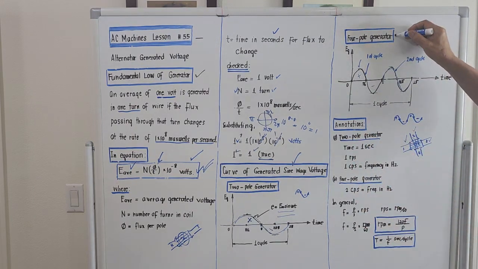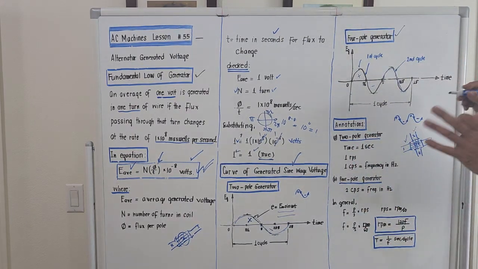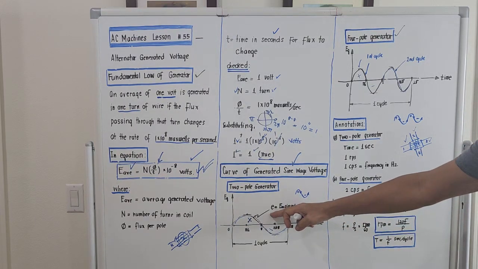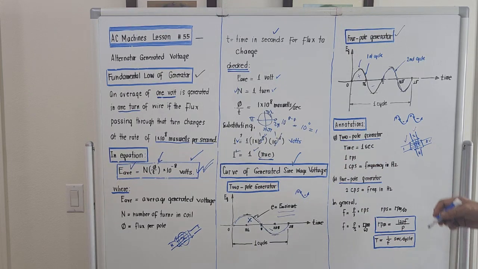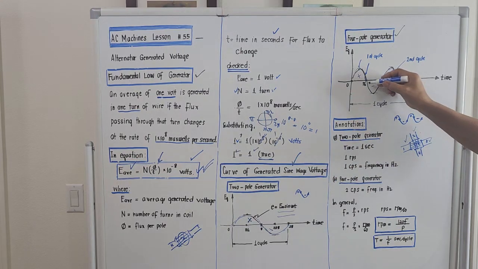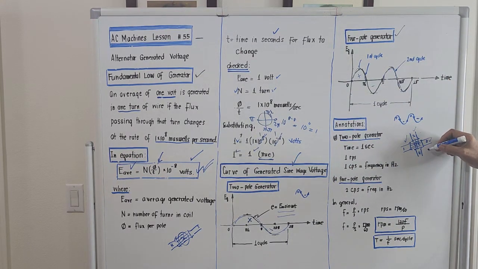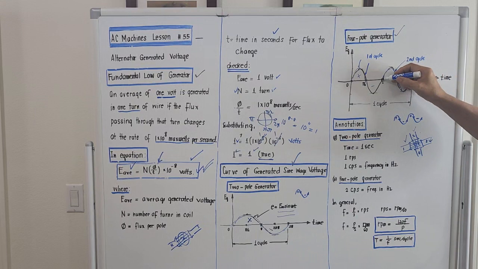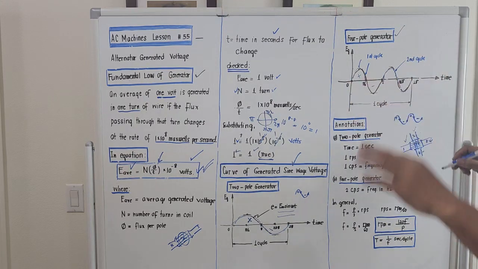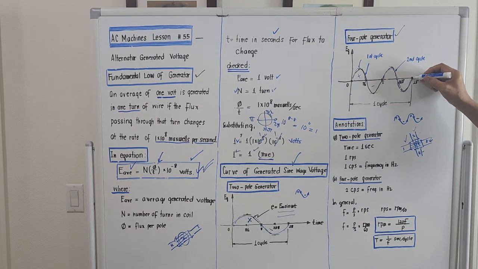So for a four-pole generator, the graph of the generated voltage will be 2 times the two-pole generator, okay? Because as it passes the first pole, this is the generated voltage. As it passes the second pole, this will be the generated voltage. As it passes the third pole, this will be the generated voltage. And as it passes the fourth pole, just considering one conductor at this time, right? It will generate this voltage.